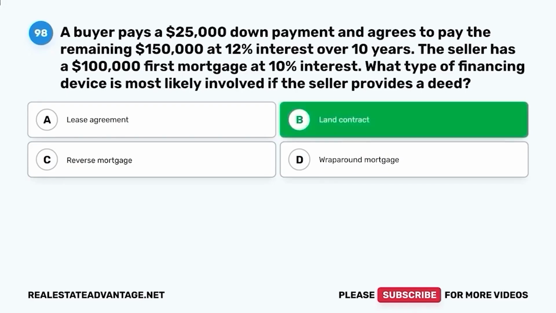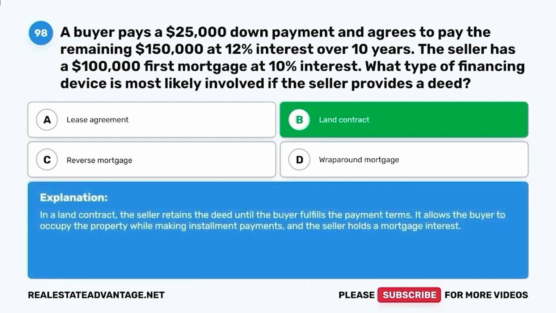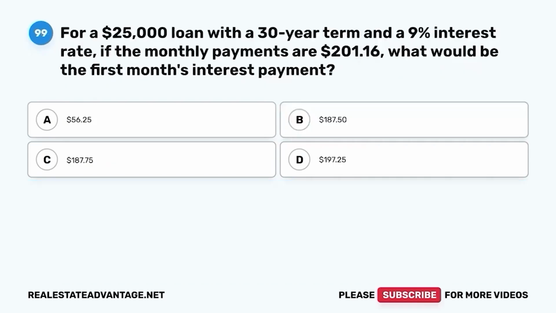The correct answer is B. Land contract. In a land contract, the seller retains the deed until the buyer fulfills the payment terms. It allows the buyer to occupy the property while making installment payments, and the seller holds a mortgage interest.